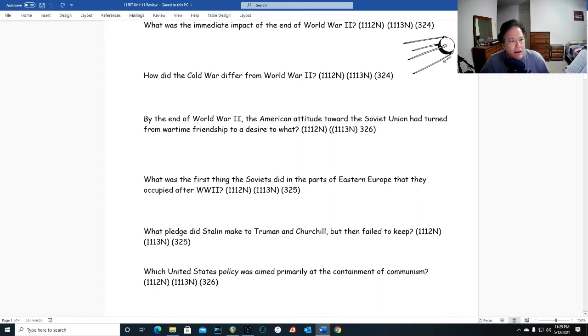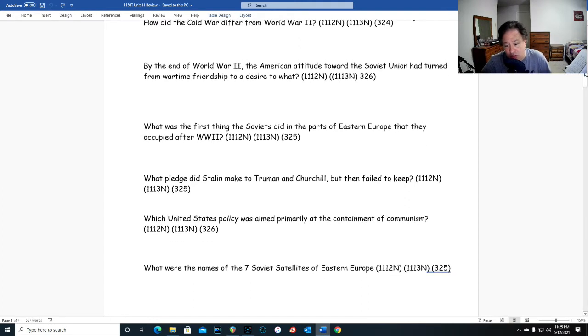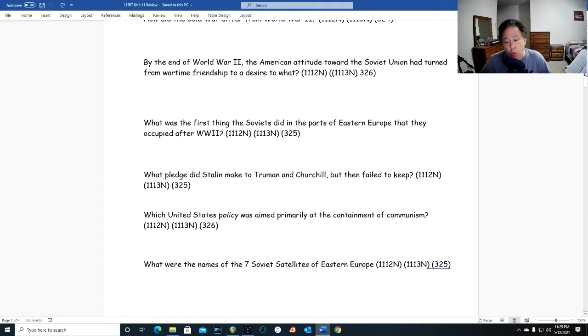And so by the end of World War II, the American attitude toward the Soviet Union had turned from wartime friendship to a desire to what? And this was the desire to stop the spread of communism worldwide. We Americans had a strong, and still have a strong, visceral fear of communism, and we felt very threatened by the Soviet Union.